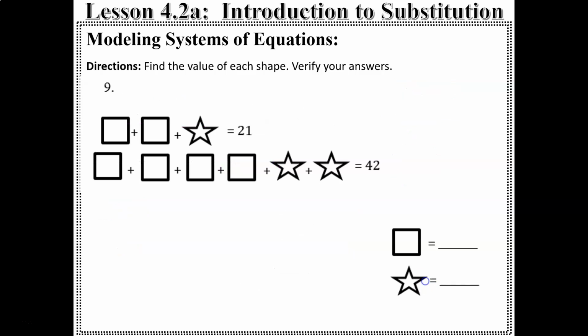Okay, let's look at this one. I know that 2 squares plus a star is 21. So I'm going to take 2 squares plus a star, replace it with 21, 2 squares plus a star, and replace it with 21. So I have 42 equals 42. The answer to this one would be infinitely many solutions. Any number would work in there.